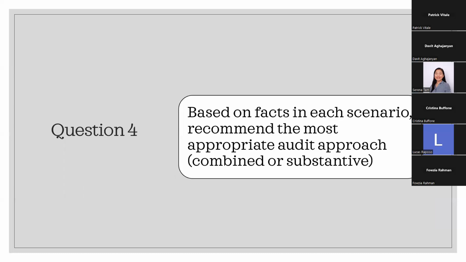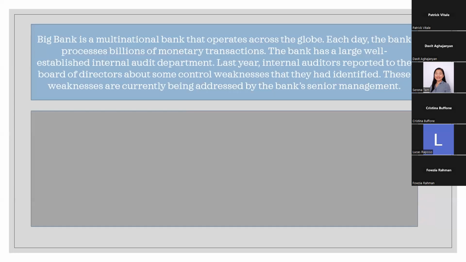Okay, so based on the facts in each scenario, recommend the most appropriate audit approach. Big Bank is a multinational bank that operates across the globe. Each day, the bank processes billions of monetary transactions. The bank has a large, well-established internal audit department. Last year, internal auditors reported to the board of directors about some control weaknesses they had identified. These weaknesses are currently being addressed by the bank's senior management. So now they're asking us, is it a combined approach or more of a substantive one?